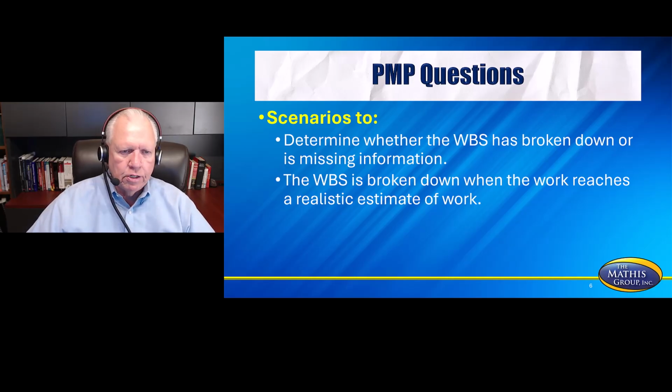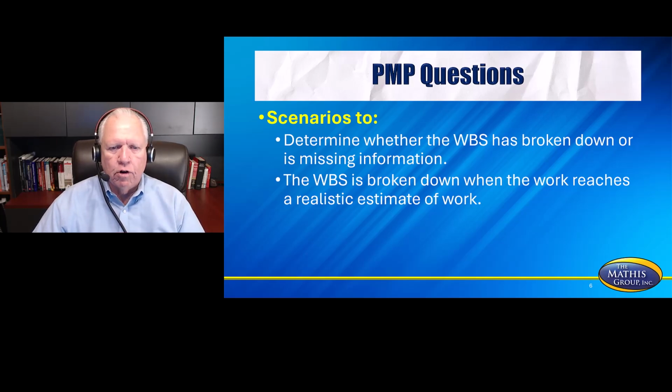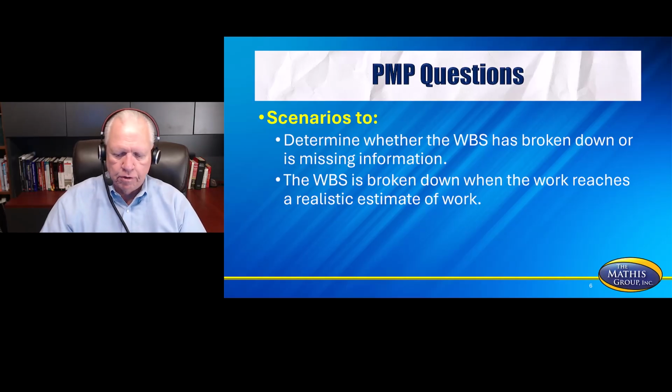So what about the PMP questions? Here are some scenarios that might interest you. Determine whether the WBS has been broken down or is missing information. The WBS is supposed to contain all the information of the scope of the project, no more and no less. Sometimes on the test, that's what they're testing you for. Did the WBS have all the scope involved in it? The WBS is broken down when the work reaches a realistic estimate of work. The guideline I just gave you is there to help, but once the team believes that they have broken the work down to work packages they feel they can handle, then it's good to go. And you can move on to continue your planning efforts.